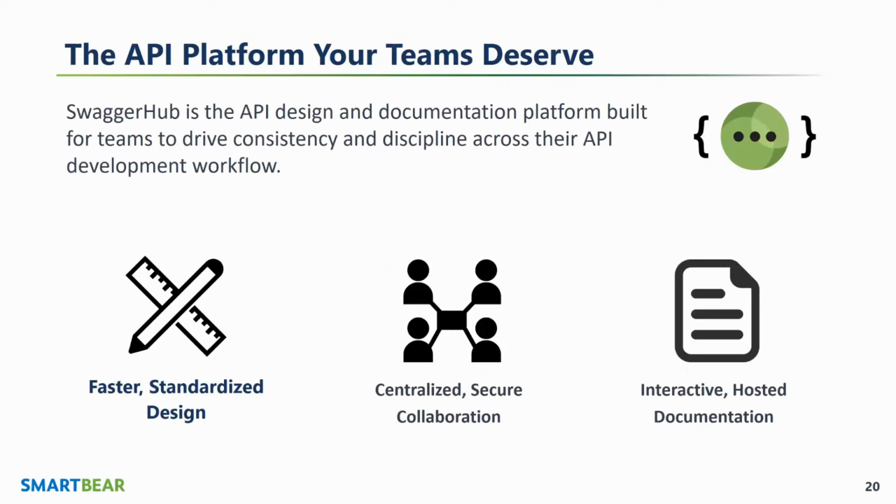And the way we're going to do this is using SwaggerHub. SwaggerHub is the API design and documentation platform that's built for teams to drive consistency and discipline across their API development workflow. We have specific features like allowing teams to standardize their API design across multiple teams, centralized collaboration on a secure cloud platform, and finally auto generation and hosting of interactive API documentation. So let's get started.